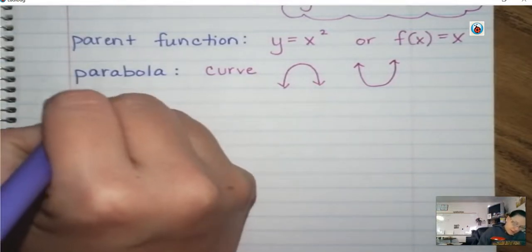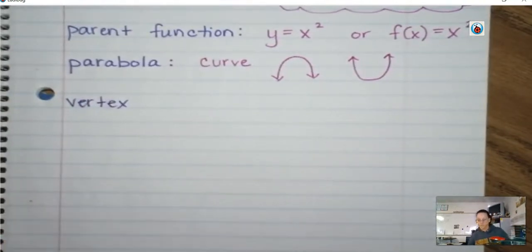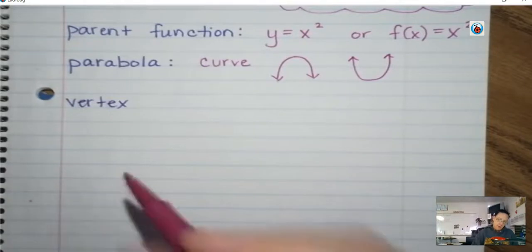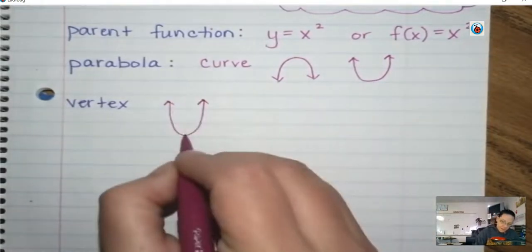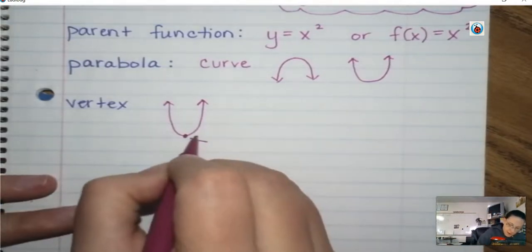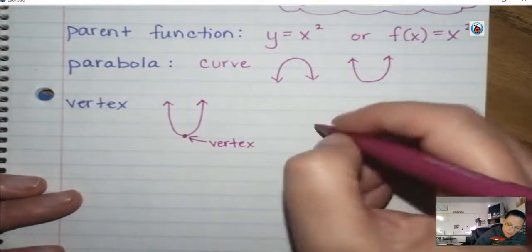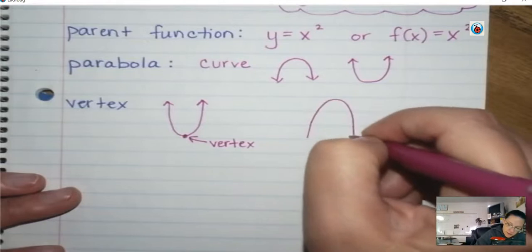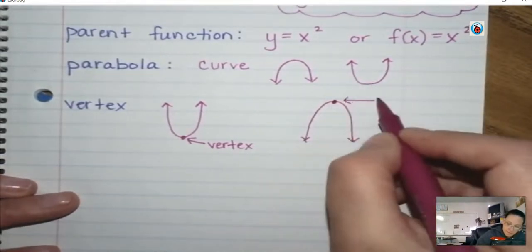Next one is vertex. When I have a parabola, that point at the end. This point right here at the very bottom is called the vertex, or if the graph is going down, it's that little top most part.